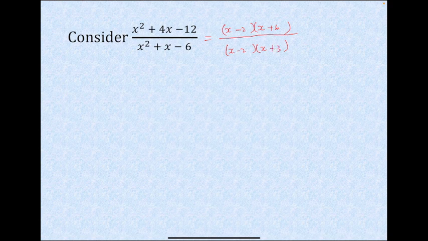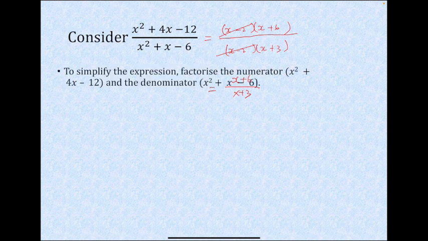So here you can see that I can cancel x minus 2, because x minus 2 divided by x minus 2 is 1. So this algebraic fraction simplifies to x plus 6 over x plus 3. That's all you can do. You cannot divide 6 by 3 in this case. Just remember that.